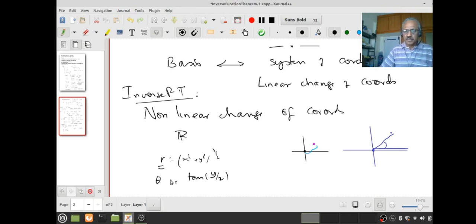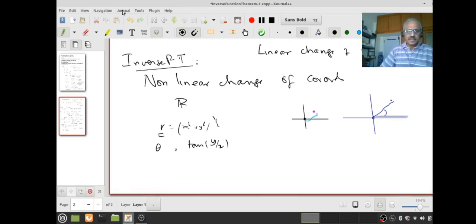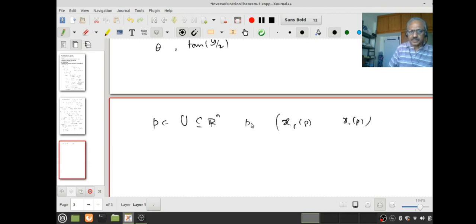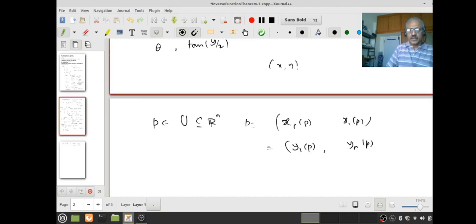I will briefly say what it is, with a little more detail so that you will have an idea. Suppose I have a set U in Rn with standard coordinates. Therefore, any point P has coordinates x1 of P, ..., xn of P. That is what my P is. What I may do is choose another system of coordinates y1 of P, ..., yn of P. For example, here x, y, I wrote as r cos theta, r sin theta, kind of thing, right?